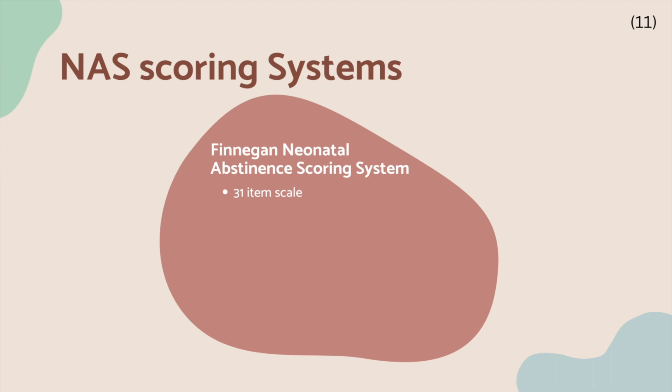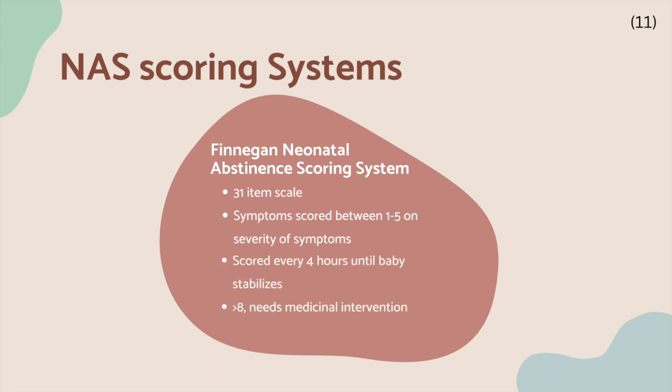After the drug test comes back positive and Bella has officially been diagnosed with NAS, her symptoms will be recorded using a scoring system to determine whether she will need any type of medicinal therapy. Amongst many scoring systems, the most common and comprehensive is the Finnegan Neonatal Abstinence Scoring System. The Finnegan scoring system is a 31-item scale that is used to measure the severity of NAS and is a guide to possible treatments. Each NAS symptom is given a numerical score between 1 to 5 depending on the severity, and Bella will be scored every 4 hours until she is stable. Normally, infants scoring above an 8 are recommended to receive medication to help their symptoms.